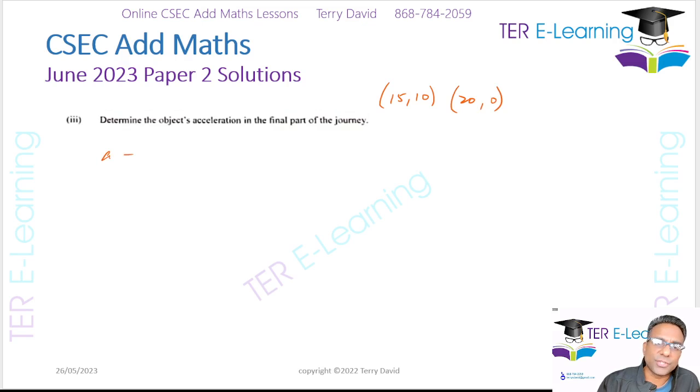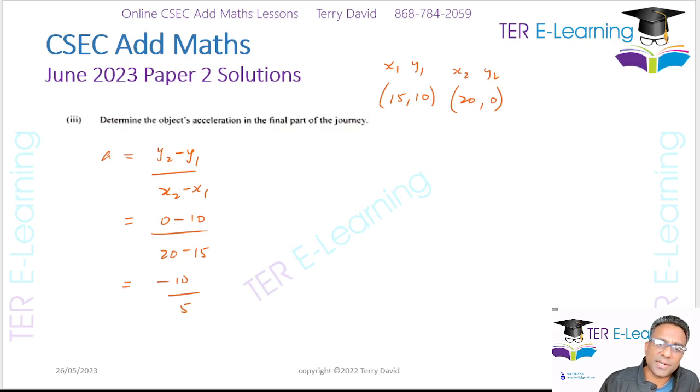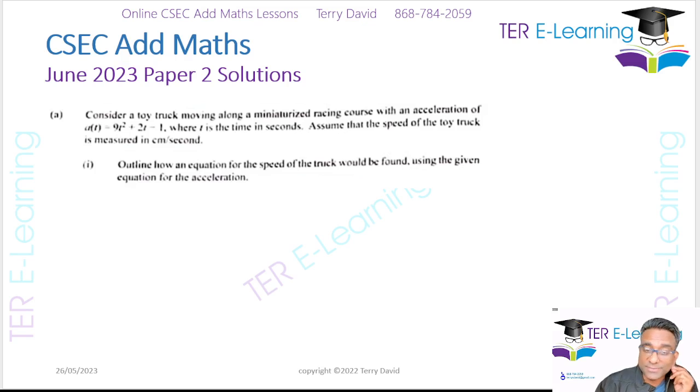So your acceleration is equal to the gradient of your graph, which is y2 minus y1 over x2 minus x1. Let's label this x1, y1, x2, y2. In this case, it's going to be 0 minus 10 all over 20 minus 15. 0 minus 10 is minus 10. 20 minus 15 is 5. So this is going to be minus 2 meters per second squared. That's the acceleration in the last section. So that takes care of question 4, actually.